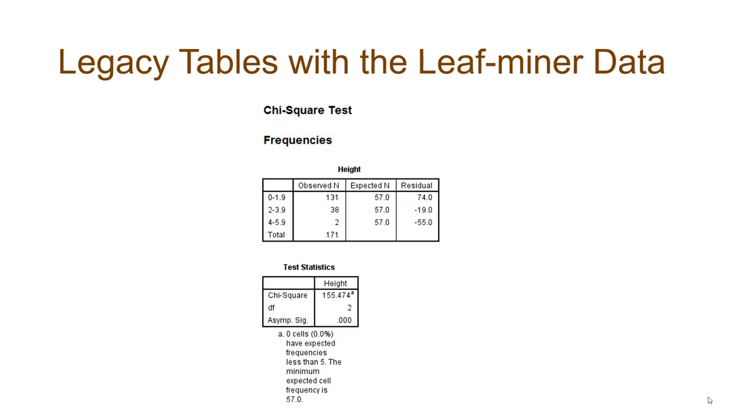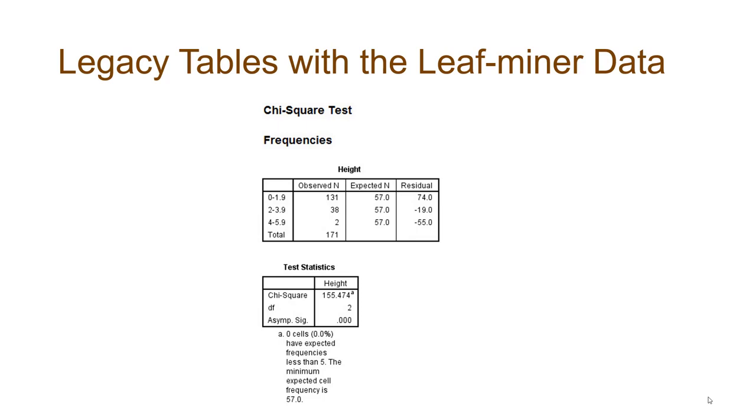If you'd done this as a legacy set of tables, then you would see the 131, 38 and 2, the expected value is 57, 57, 57, so the difference observed minus expected is 74, minus 19, minus 55. Those end up squared and then divided by 57, and then those are added together to give you the 155.474.